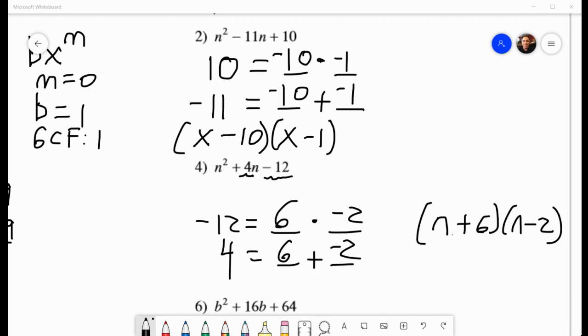Okay, that was good. Are there any questions about this? So I'm thinking what I'll do now is move on to factor by grouping.